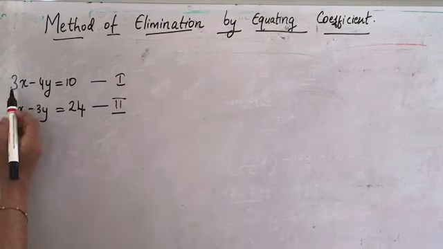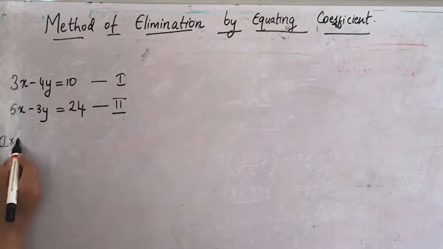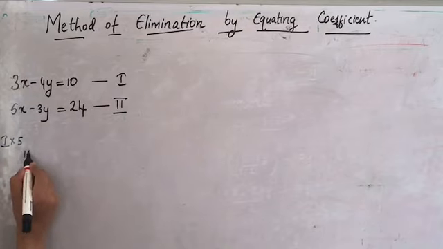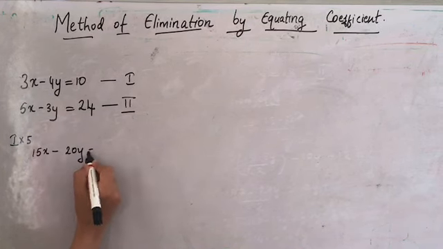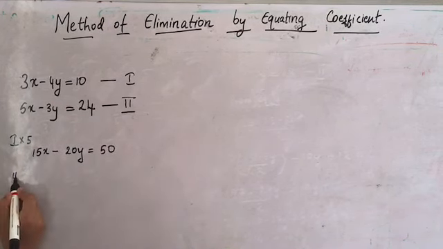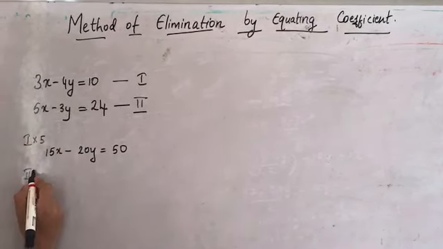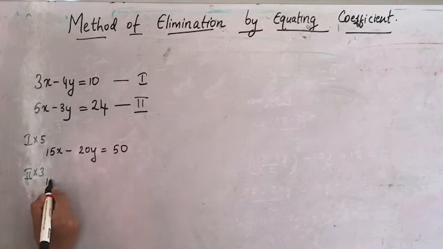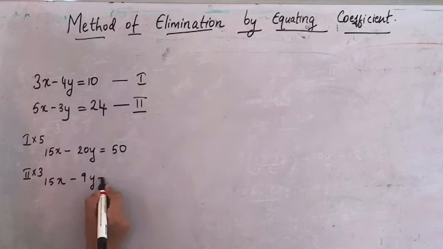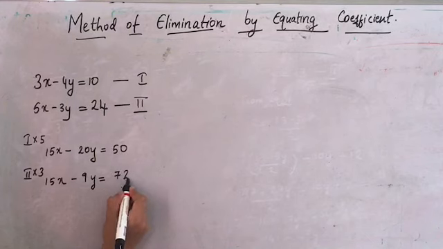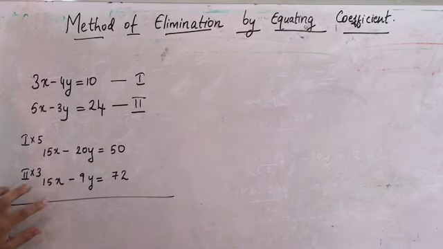Let us see. Here you have 3x and here you have 5x. So if I multiply the first equation by 5, I get 15x minus 20y equals 50, and equation 2 also I need to make equal to this 15, so I need to multiply it by 3. Equation 2 into 3 gives you 15x minus 9y equals 72. Now we have got two equations. So you have seen that the coefficient of x is equal in both.